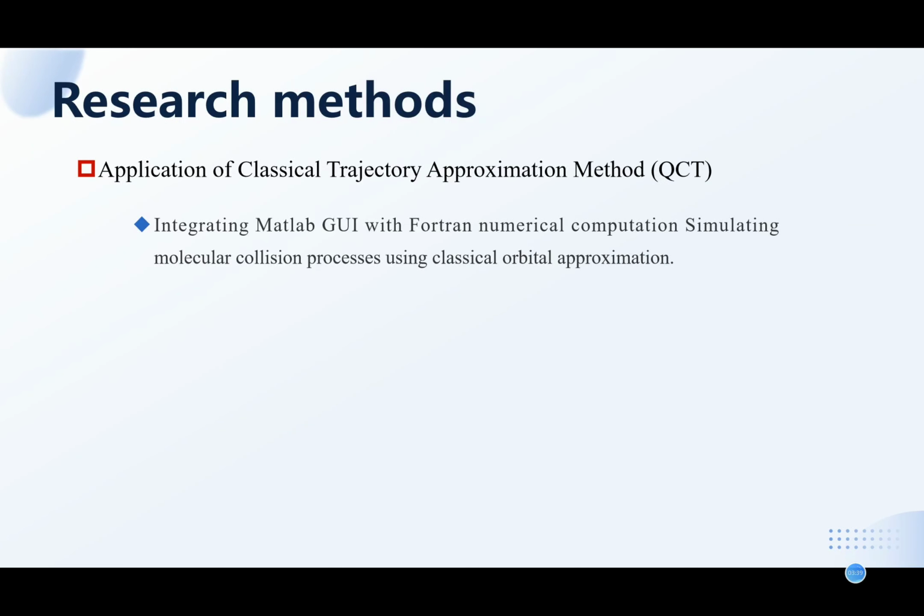Now, I will report my research method. First, application of the classical trajectory approximation method. Integrating MATLAB GUI with Fortran numerical computation, simulating the molecular collision process using classical orbital approximation. Second, checking the trajectory of atomic nuclei by solving the Hamilton equations.